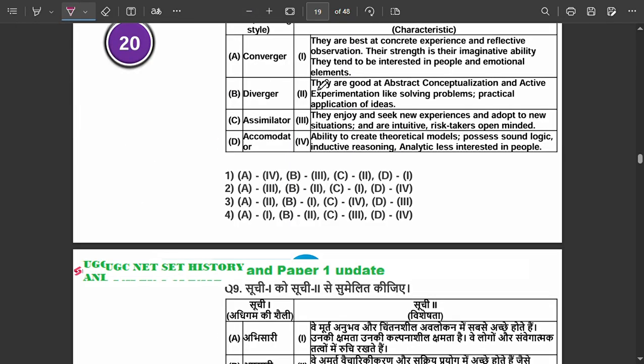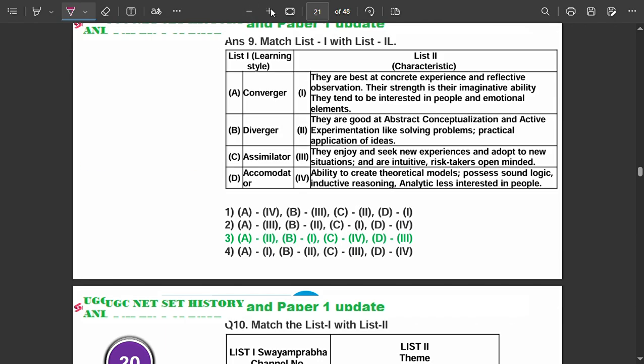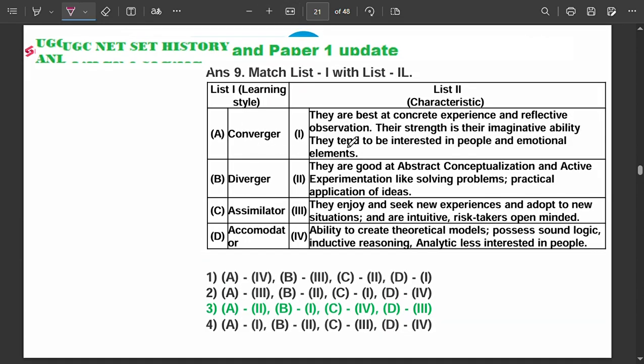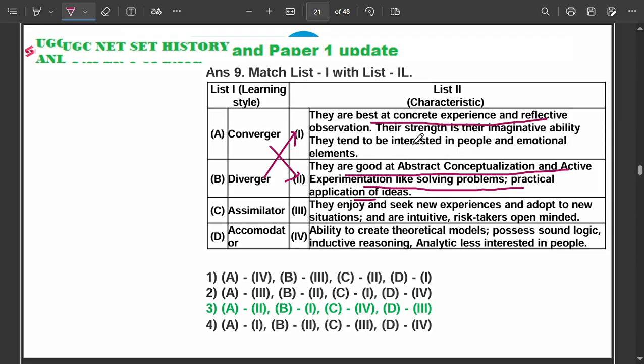Next, question number 9. Match the following, given here: learning style and characteristics. Convergers, A2. They are good at abstract conceptualization and active experimentation, like problem solving and practical application of ideas. So A2. And divergers, B1. They are best at concrete experience and reflective observation, and their strength is in their imaginative ability. They tend to be interested in people and the emotional element.